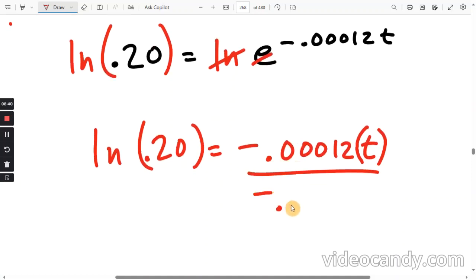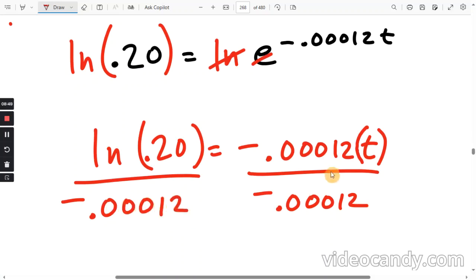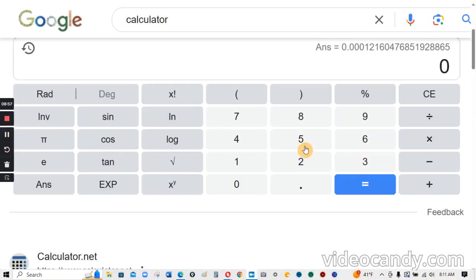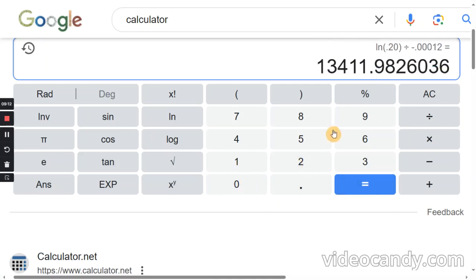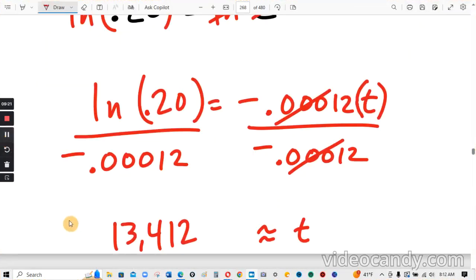So I'm going to divide both sides by negative 0.00012. On the right-hand side, it cancels. On the left-hand side, calculator. So we have ln of 0.20, close parentheses, divided by negative 0.00012. Hit equals, and rounding to the nearest whole number, since it's 0.9, I'm going to round up: 13,412. That's your estimation for t.